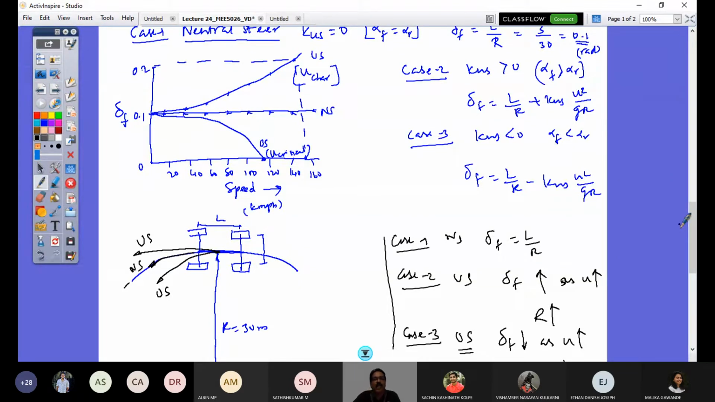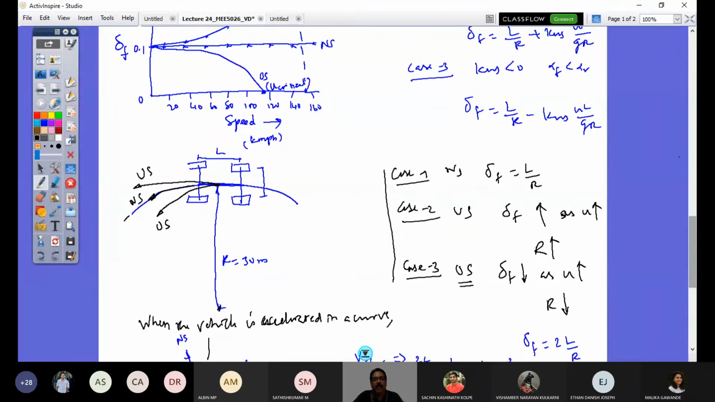We looked at these with three diagrams. One is the requirement of steering angle as a function of speed. Another is the radius of turn. What would happen to the turning radius if I accelerate my vehicle? The turning radius will not change for a neutral steer vehicle. It would reduce for an oversteer vehicle and increase for an understeer vehicle.